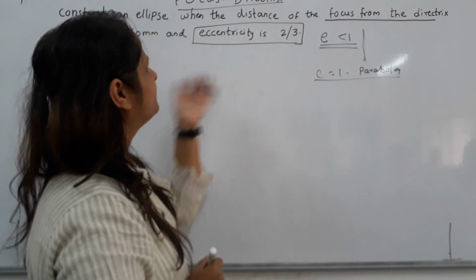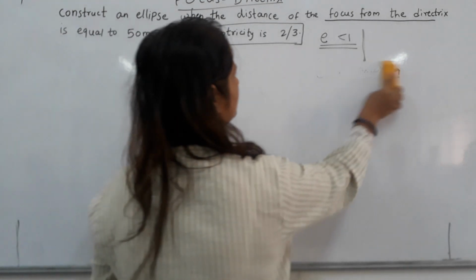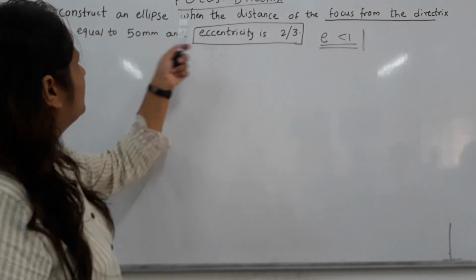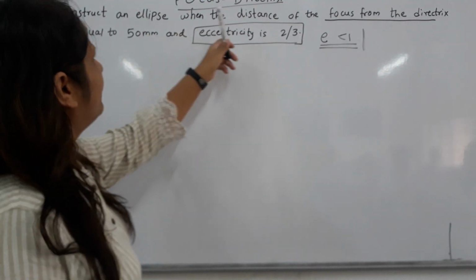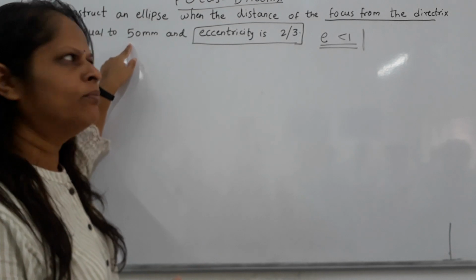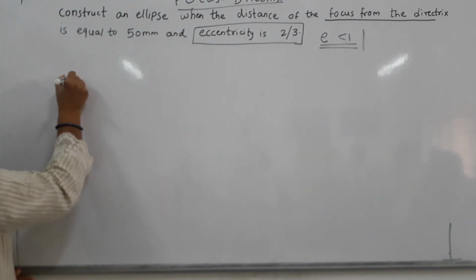How to start? We will start with the construction. So we will read the problem. Construct an ellipse when the distance of the focus from the directrix is equal to 50 mm. You must remember the steps that we have covered in the theory class.